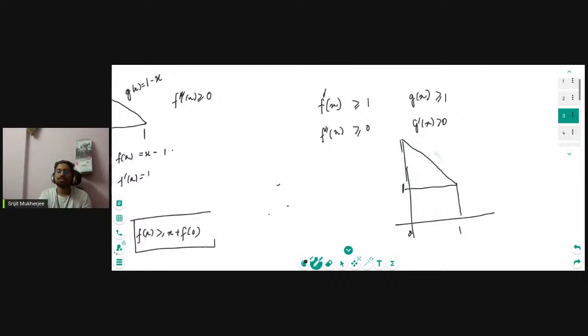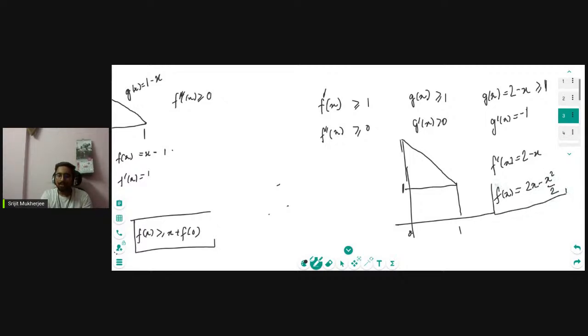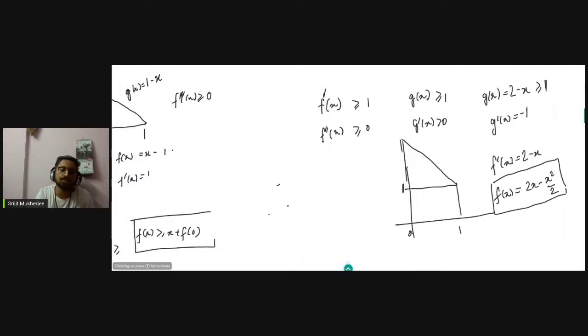Okay, that is 2 minus g(x). So g(x) is equal to 2 minus x, which is not always greater than or equal to 1. You can understand it. And g'(x) is actually minus 1, so it's not true. So let's find out, f'(x) is equal to 2 minus x. So we get f(x) is equal to 2x minus x squared by 2, such a function. And this function follows the given condition, but f''(x) is not greater than or equal to 0.